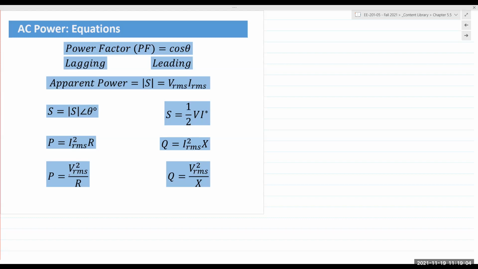X is the reactance. Reactance is basically the opposition that an inductor and a capacitor have to changing of the input current or the input voltage.